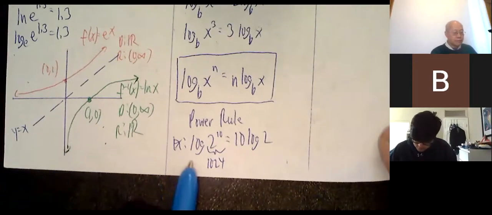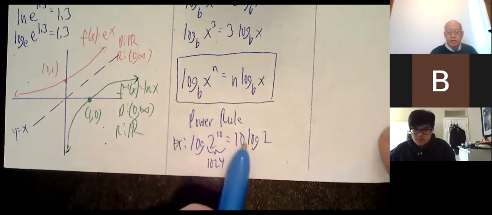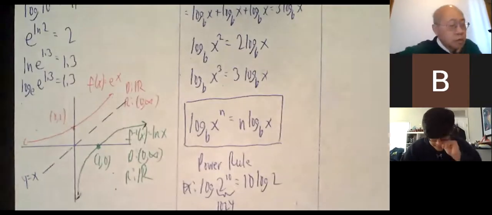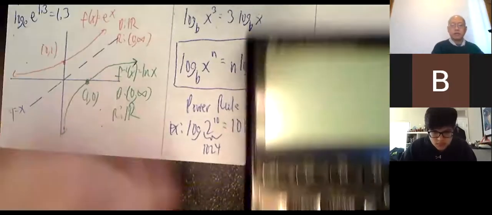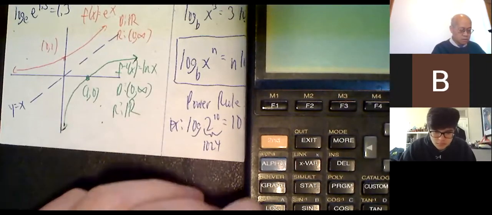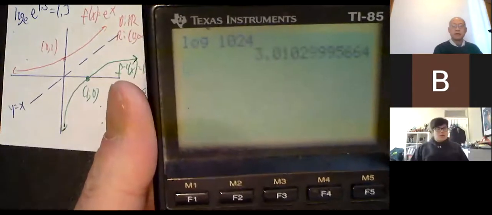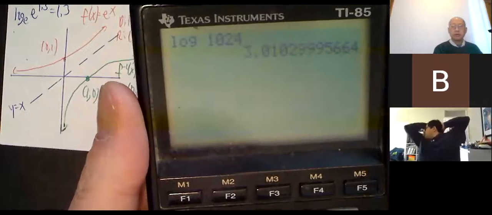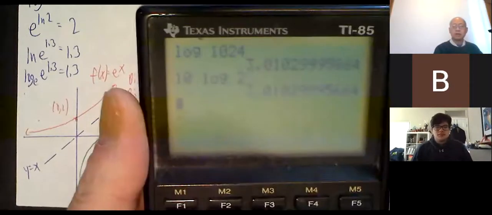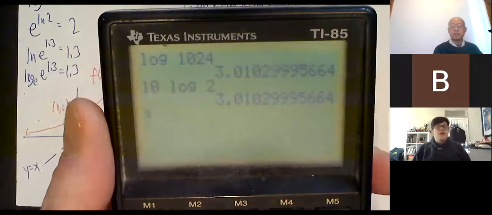Okay. So, for example, log of 2 to the 10th, that happens to be 1024, is equal to 10 times the log of 2. Okay, and just for fun, let me see if I can show you that in the calculator. So log of 1024, oops, sorry, log 1024, 3.010 whatever. And then 10 times the log of 2, 10 log 2. And exactly the same, every digit is the same.